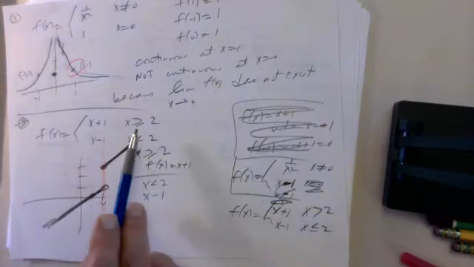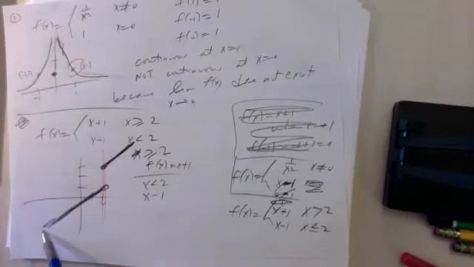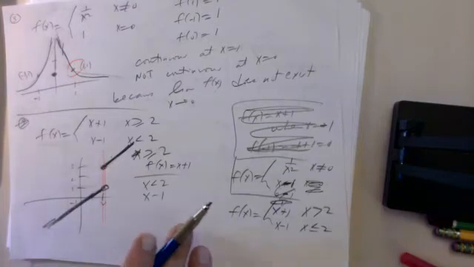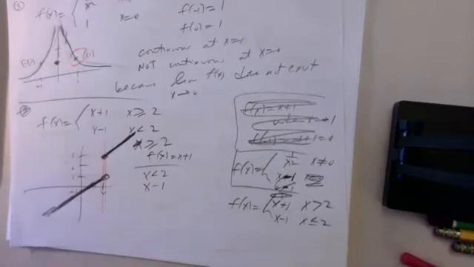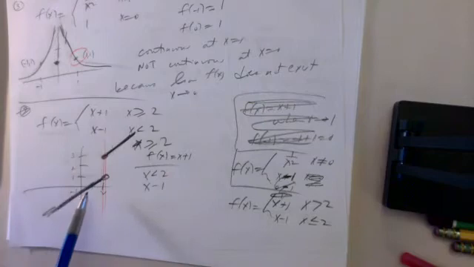When x is bigger than 2, it's x plus 1. When x is less than 2, it's x minus 1. That's what the graph would look like. You divide it up into the two cases.